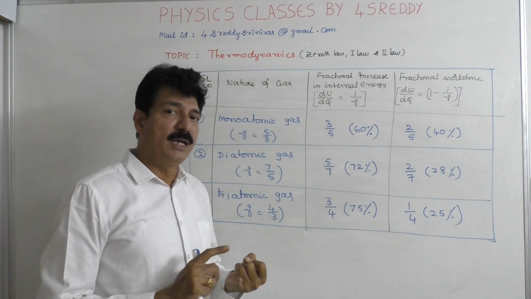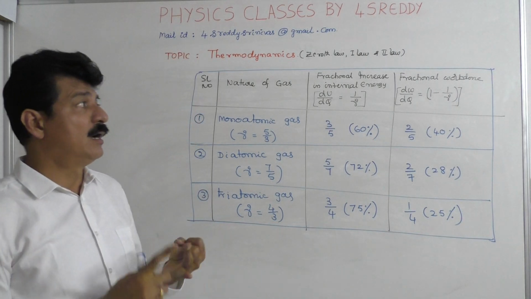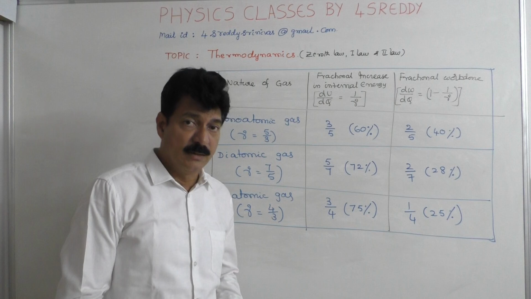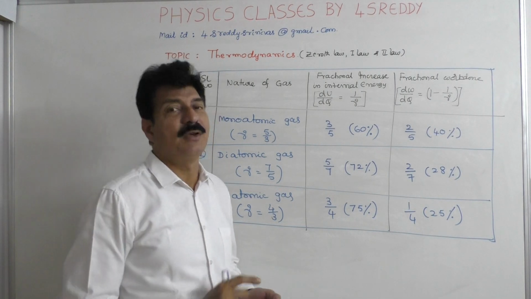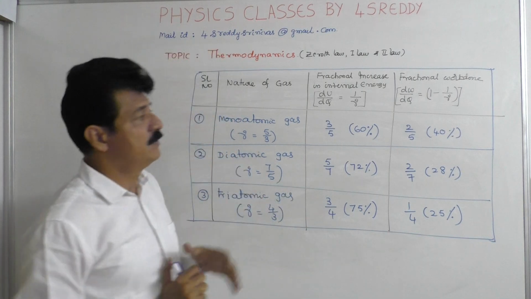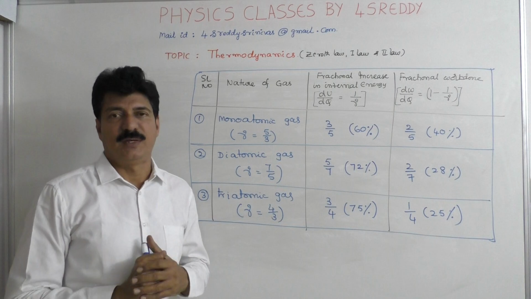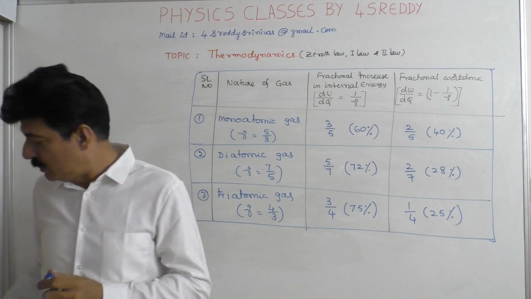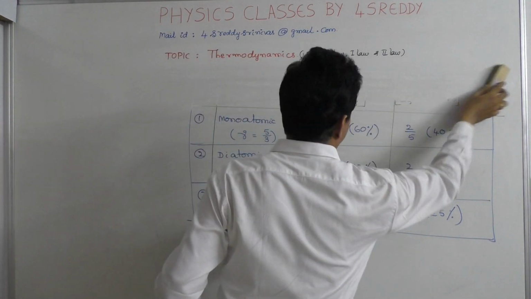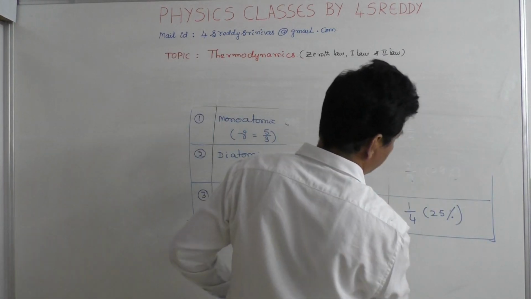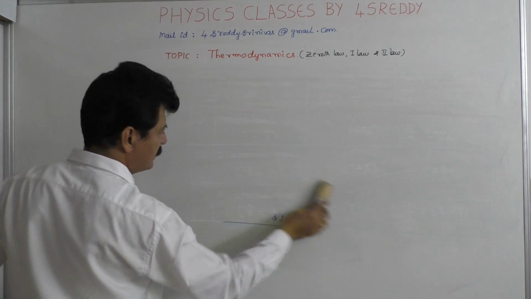So, by knowing the value of gamma, you can find out fractional increase in internal energy or fractional work done. Or by knowing this, we can also calculate Cp and Cv also. This is the advantage of knowing the value of gamma, that is the ratio of molar specific heats. Then come to the other one. In the application of this first law of thermodynamics, we have heat engines.